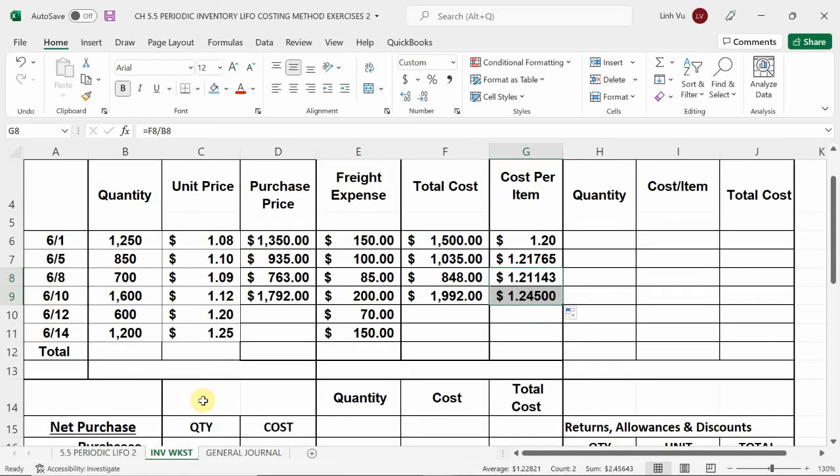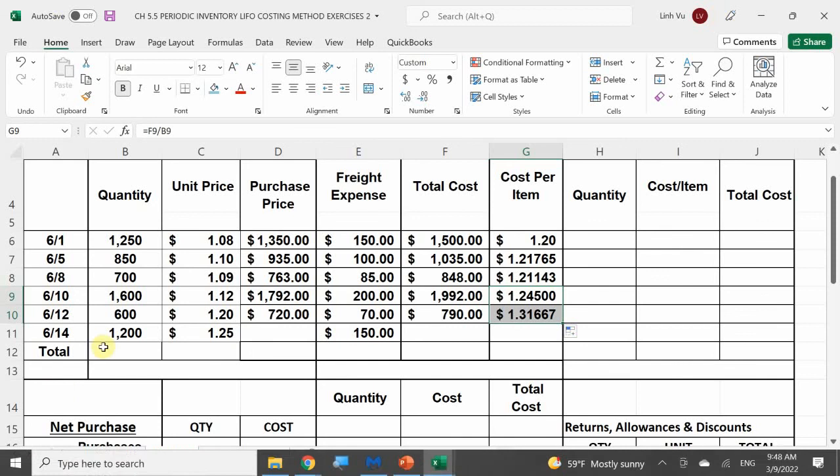Then on June 12th, you bought 600 units at $1.20 each with a freight of $70. So what is my total purchase price? 720 plus 70, 790, giving me a cost per item of $1.31667.